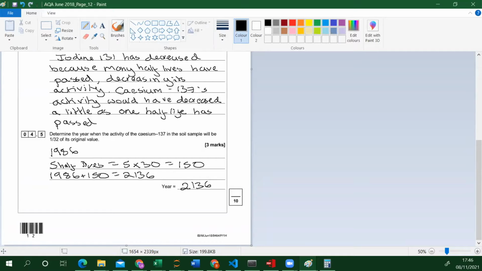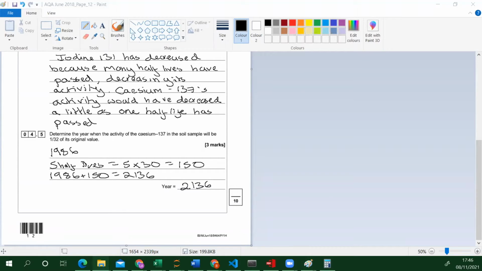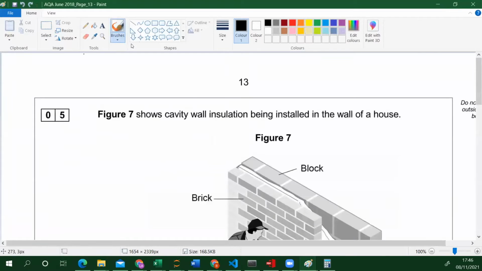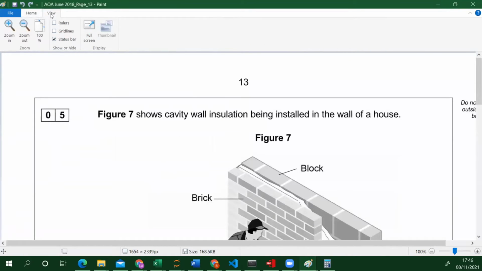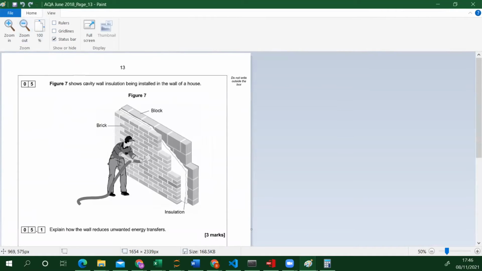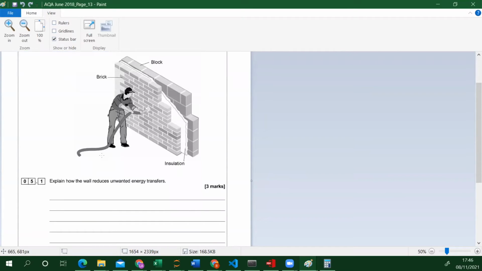Okay, let's have a look at the next question. Completely different question, nothing to do with the last one anymore. Figure 7 shows cavity wall insulation being installed into the wall of a house. Brick, block, insulation, piping it in, sort of like a foam. Explain how the wall reduces unwanted energy transfers.